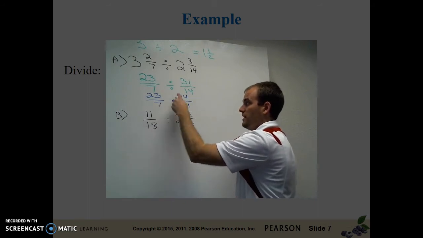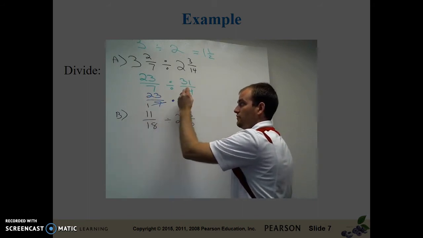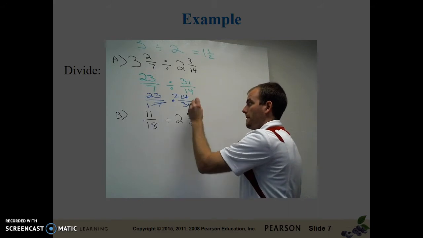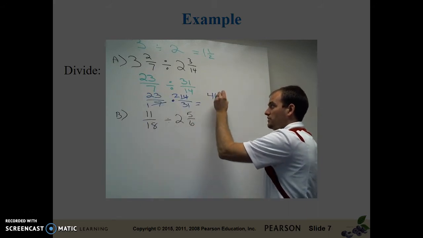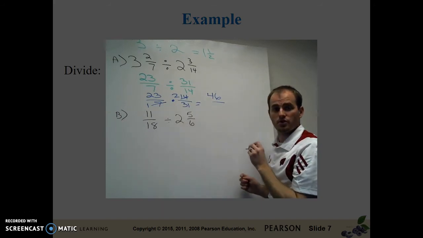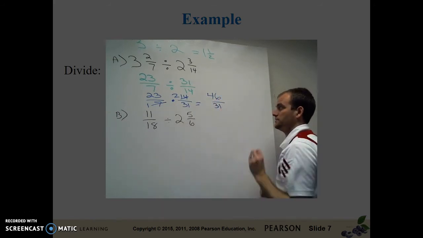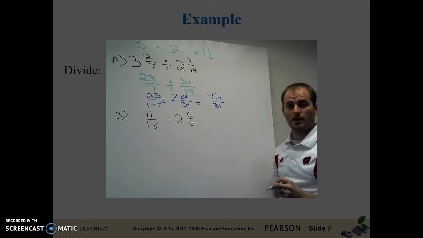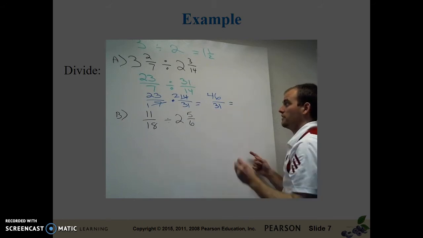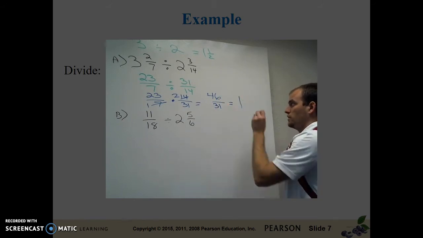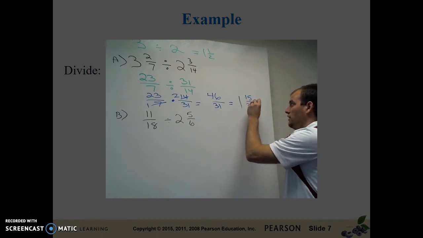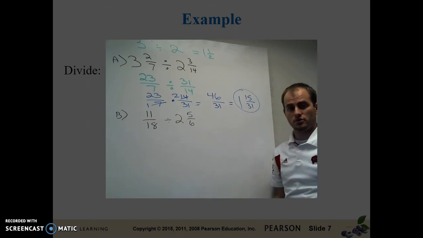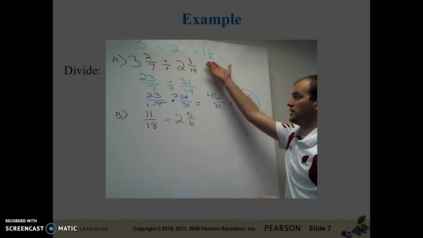Okay, now we simplify anything we can. 7 and 14 would reduce to 1 and a 2. Multiply straight across. 23 times 2 is 46. And 1 times 31 is 31. Okay, that's the improper answer. 31 goes into 46 one time, with 15 left over. So 1 and 15/31, which is really close to our estimate of 1 1/2.